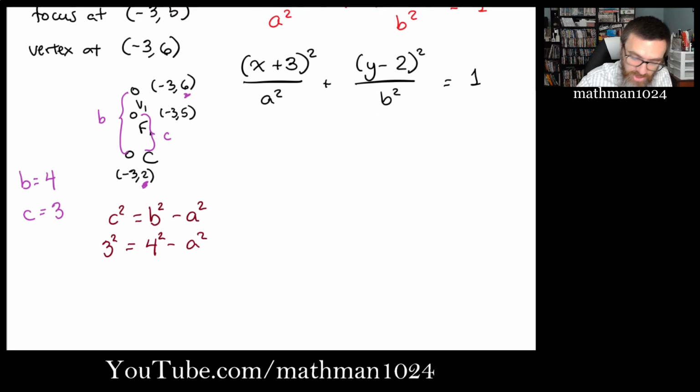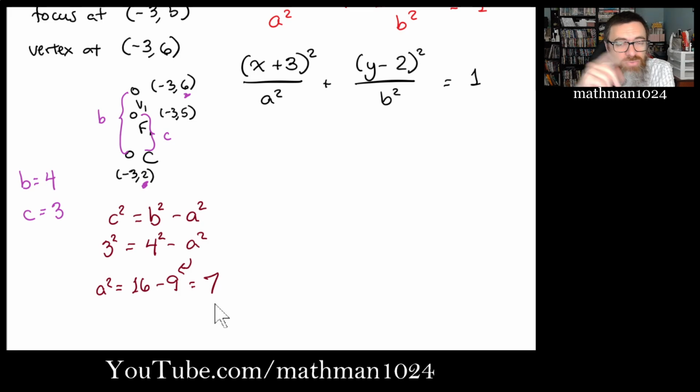Now, the first thing that we should do is to move the a squared to the left. So that makes that a squared positive. This 4 squared is 16. If I move this 3 squared to the right, that gives me 9. So that means a squared is equal to 7. So from here, we can answer every other question that we need to about this problem.